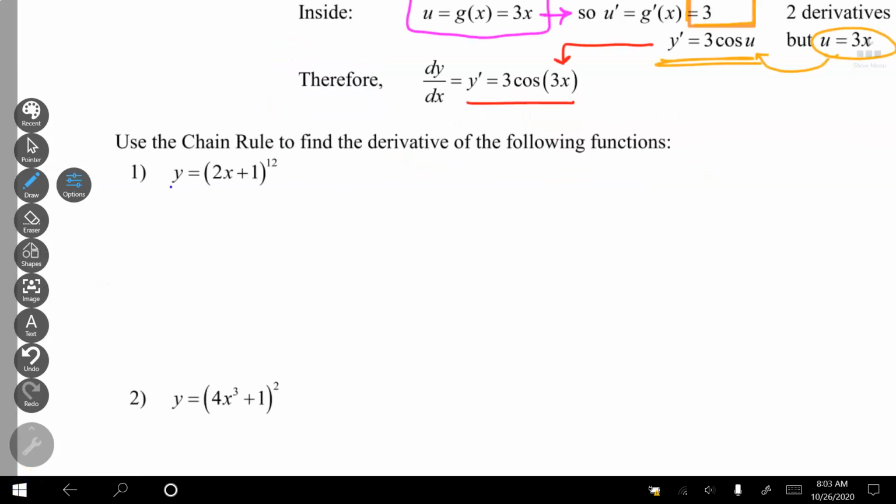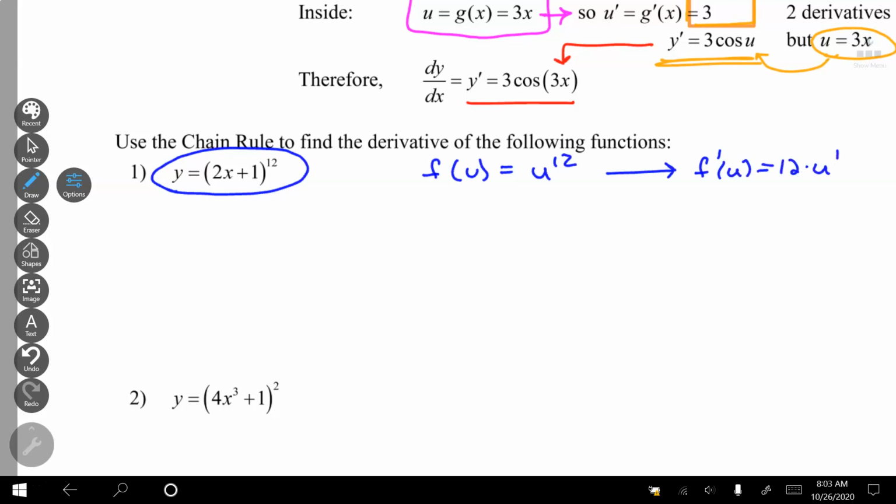Okay, let's try one. We have an example right here, and I see that f, the outer function, is something raised to the 12th, and when I take its derivative, I get f prime of that something is equal to 12 times u to the 11th. Pretty easy power rule. Next, I see that that something that I used was the inside stuff, 2x plus 1. I can take that derivative, and u prime is just equal to 2.